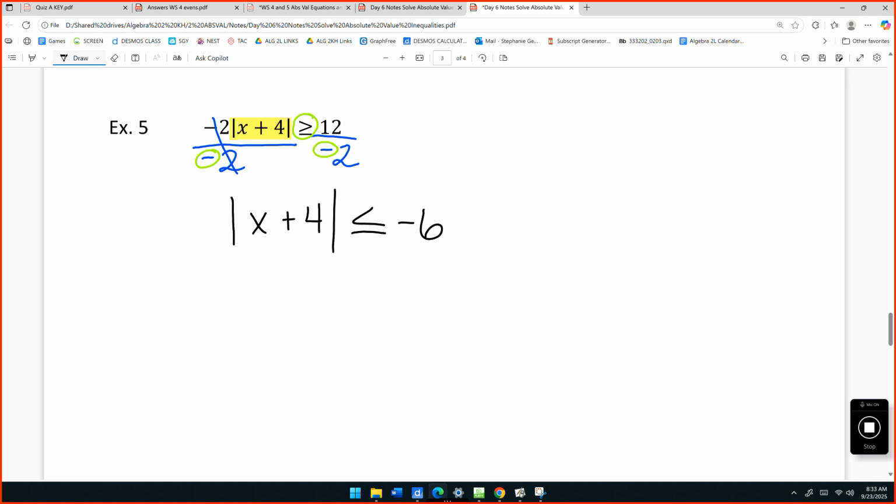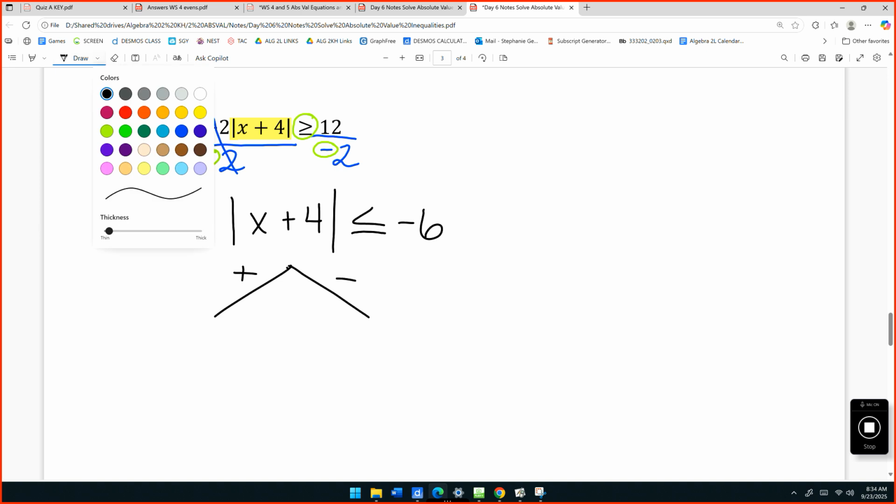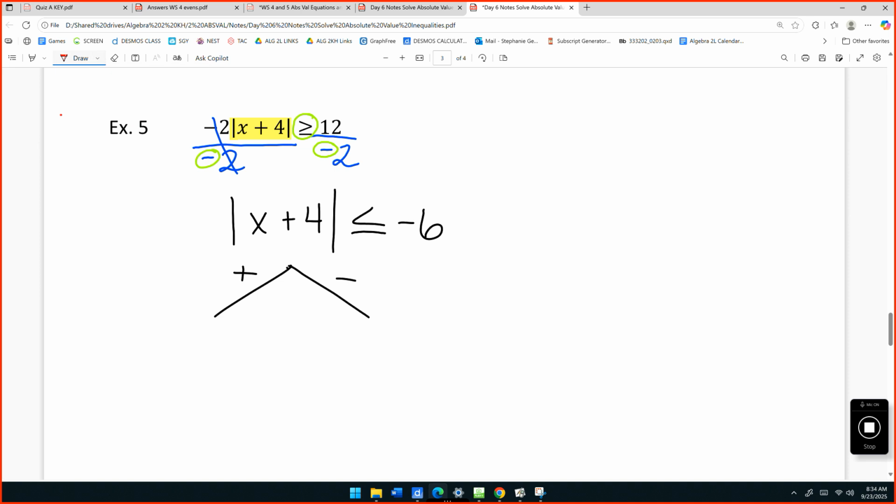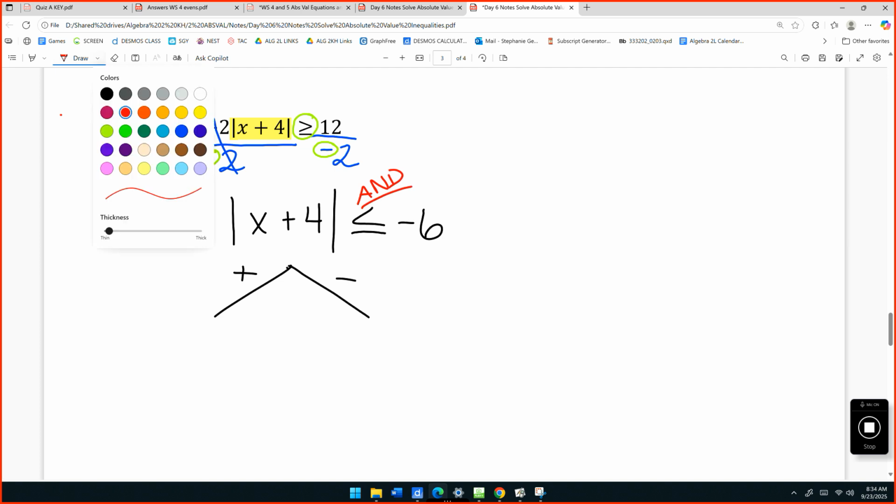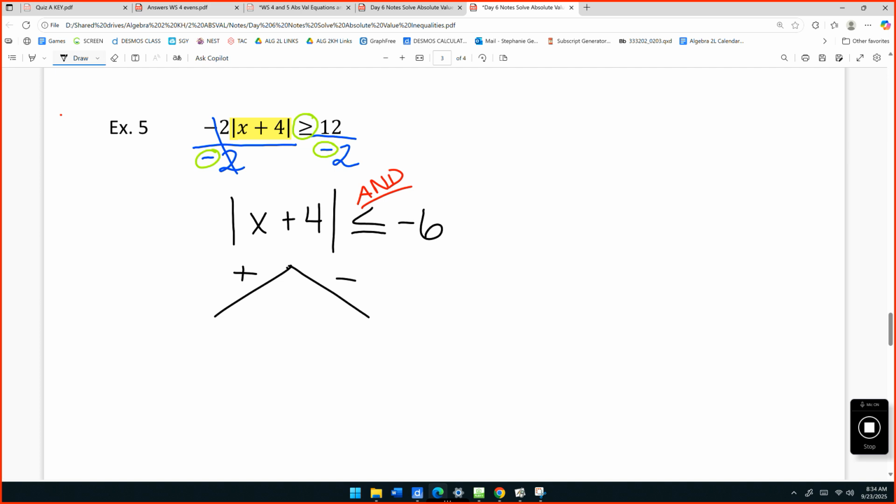But let's look at why. Because I'm teaching it to you, your brain is in it, but if you're doing a bunch of these for homework, you might not remember that, right? You might go, all right, I'm going to split. And you can split. Would this be an and or an or? Less than, it's an and. So that right there tells me this is an and. So I would have x plus 4 is less than or equal to -6.